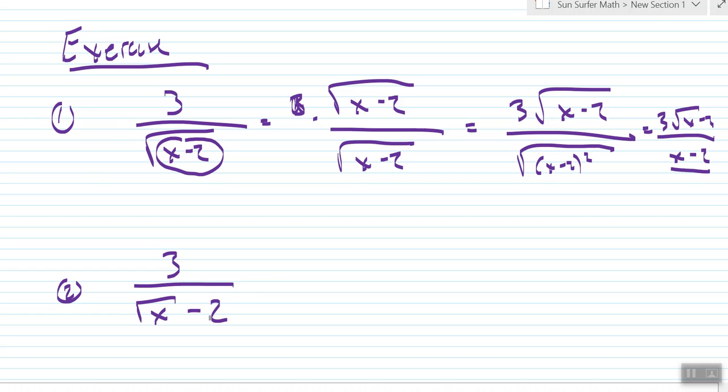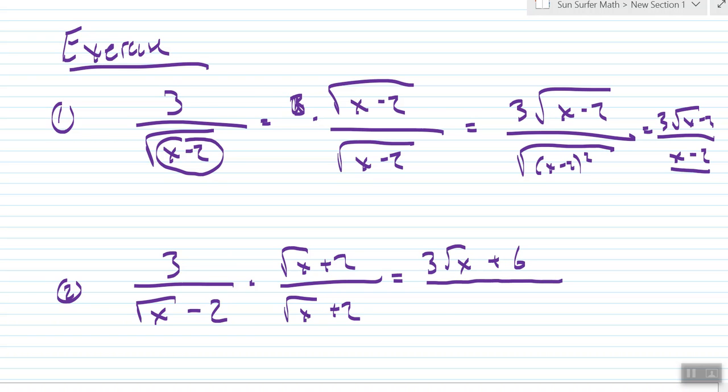In problem number 2, we have a binomial in the denominator. The radical is just over the x, so we have to multiply by the conjugate. Square root of x plus 2 over the square root of x plus 2. And multiplying 3 by both of these, we get 3 square root of x plus 6. And in the denominator, multiplying the conjugates, we're going to end up with x minus 4. So remember, when we multiply the inside terms and the outside terms, they're going to cancel out.